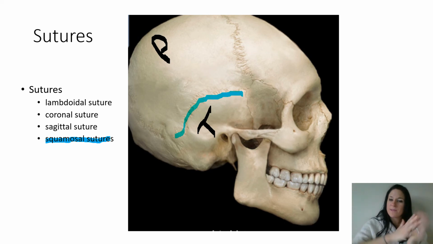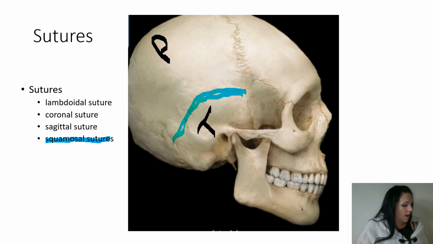Squamous means flat or squished, and this portion of the temporal bone is very flat. It's actually called the squamous portion of the temporal bone. So that's where we get this term, calling this the squamosal suture. Okay, so that wraps up the skull. Next week we'll look at the rest of the axial skeleton, and then the following week we'll do appendicular.